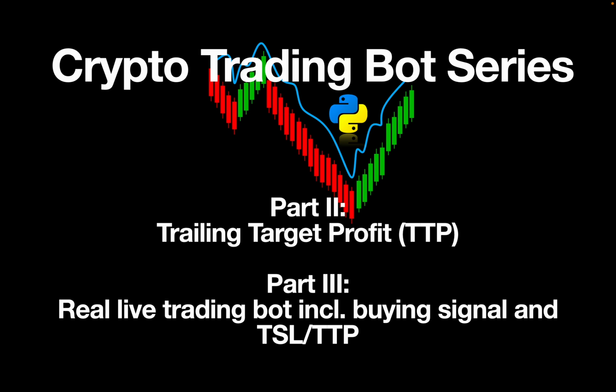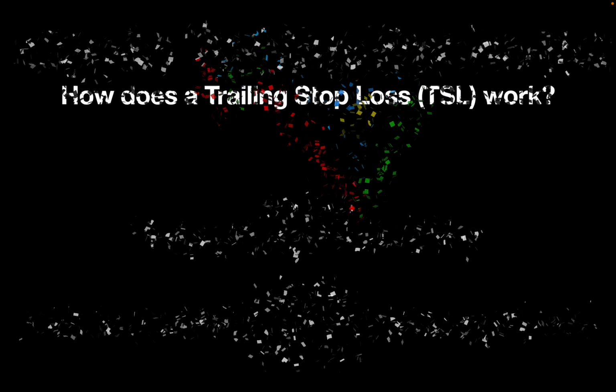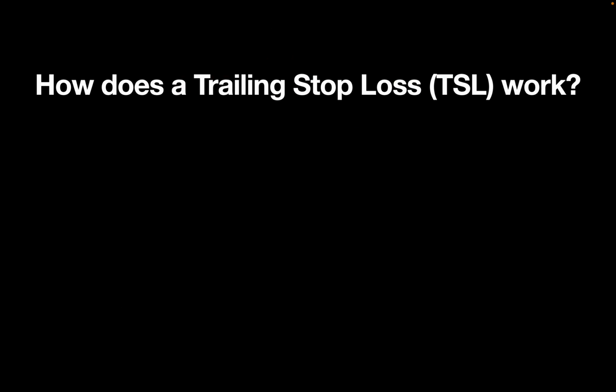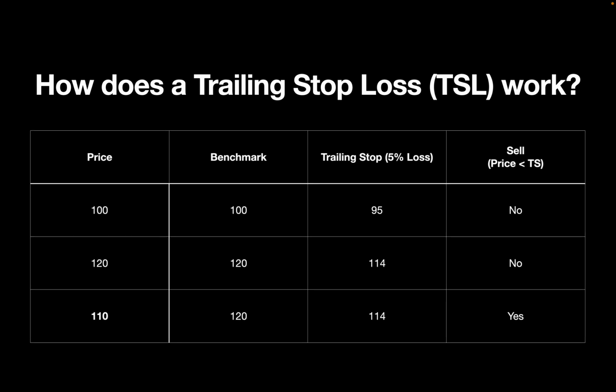And finally, in the last part, we are constructing the trading bot using a certain buying signal and incorporate the trailing stop loss or trailing target profits. So let's understand trailing stop losses, which enable you to reduce your risk by also making it possible to profit from price gains. So let's take a look at a simple example.